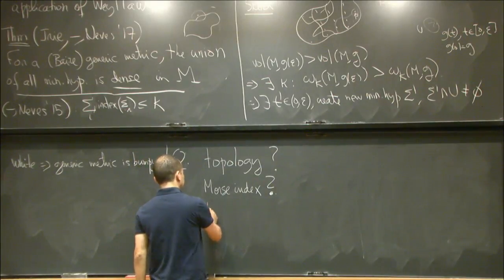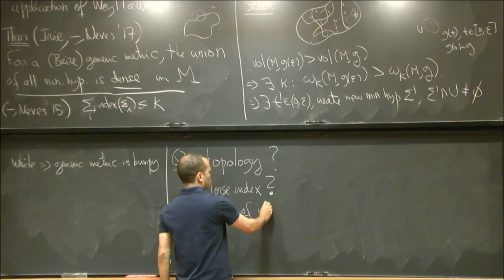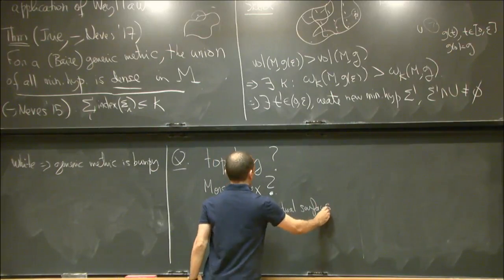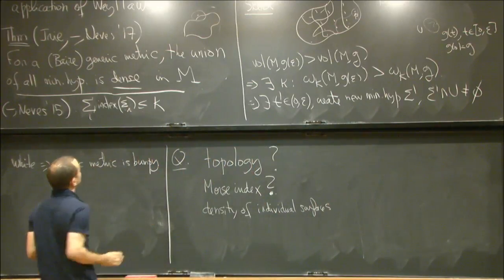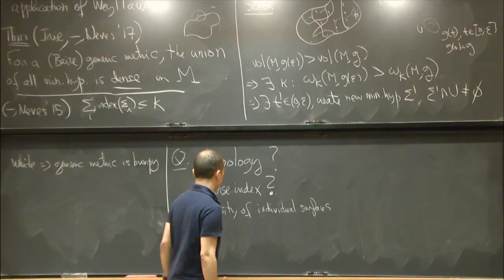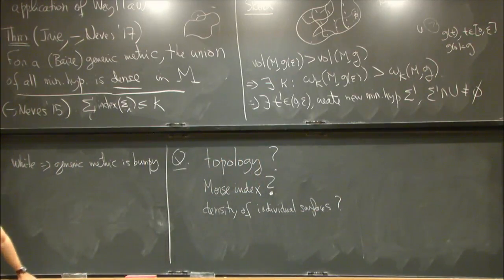Also, one might hope to get density of individual surfaces. So this is saying that if I take the union of all of them, I get a dense set, but maybe there's a sequence of embedded ones which become denser and denser. I think at least if there are no stable surfaces, that should be true. If there are stable surfaces, I'm not completely sure, but with positive curvature, yeah, it can't be something that might separate.